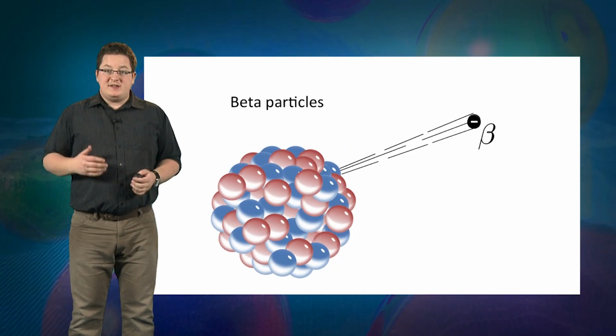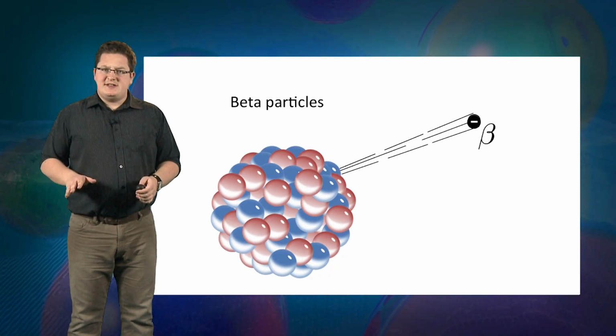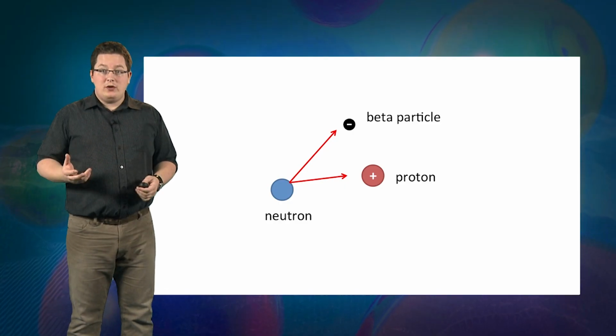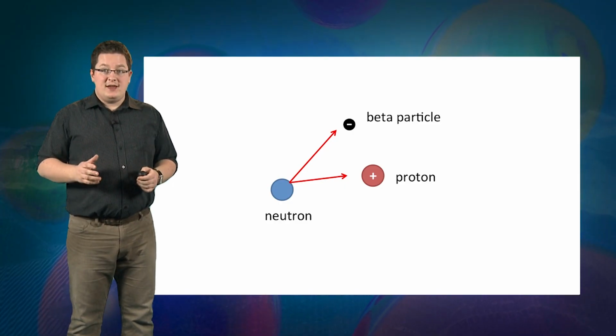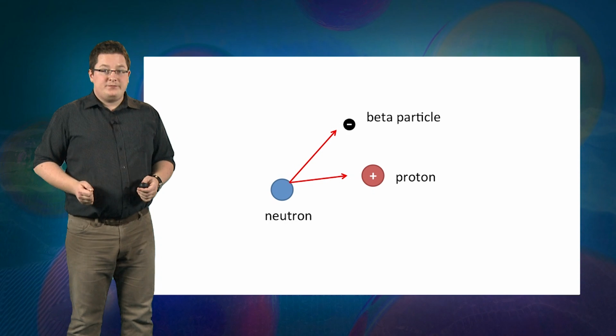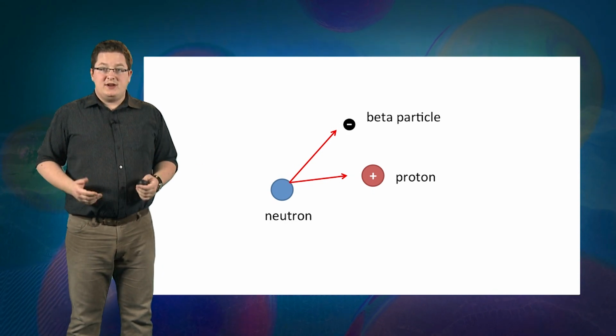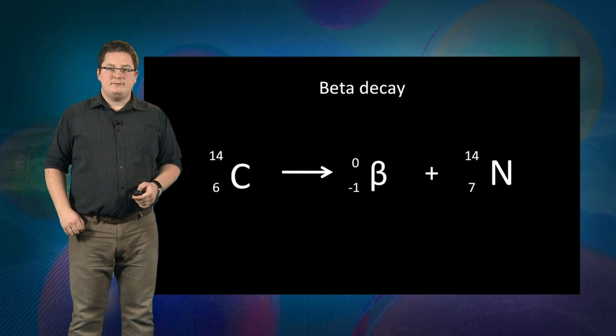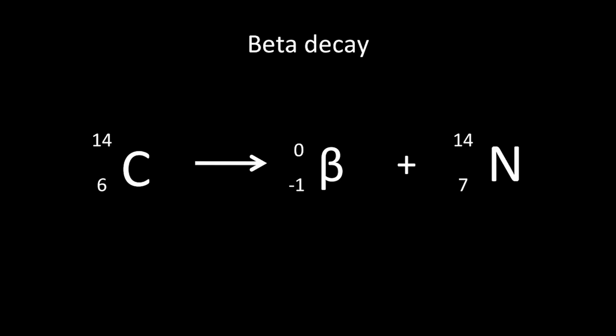When a nucleus emits beta radiation, something different happens. A neutron turns into a proton, and in doing so, it kicks out an electron. The electron is beta radiation. Beta decay can also be summarized in an equation.